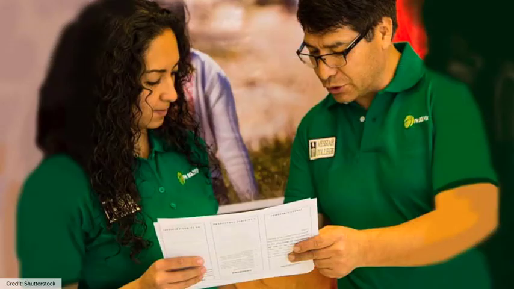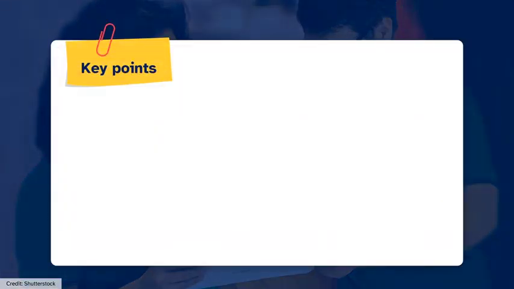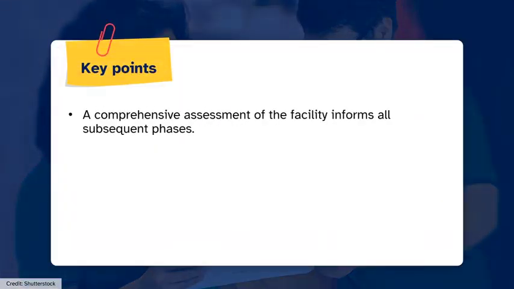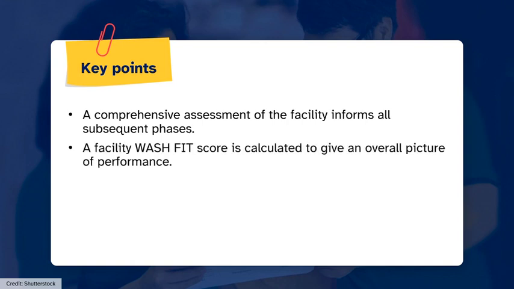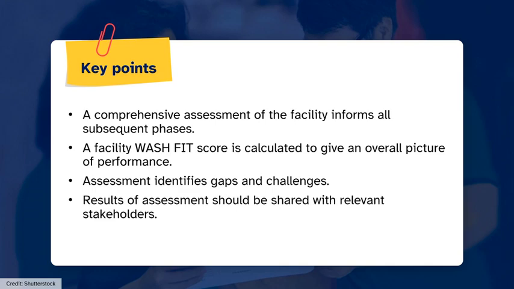Thank you for reaching the end of this module. Key points include: the process begins with a comprehensive assessment of the facility, guiding all subsequent phases. A facility's performance is evaluated through a washpit score, offering an overall picture. The assessment identifies where gaps and challenges lie. Sharing the assessment results with relevant stakeholders is crucial.